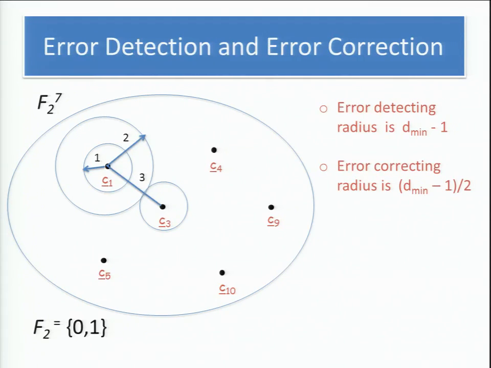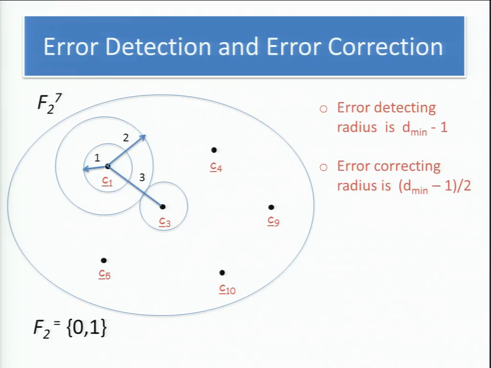So what is error detection? How many errors can be detected if the minimum distance is d-min? Because any two code words are separated by at least d-min. So suppose I have a code word C1, and I draw a ball of radius d-min minus 1 around this. What is this space, first of all?